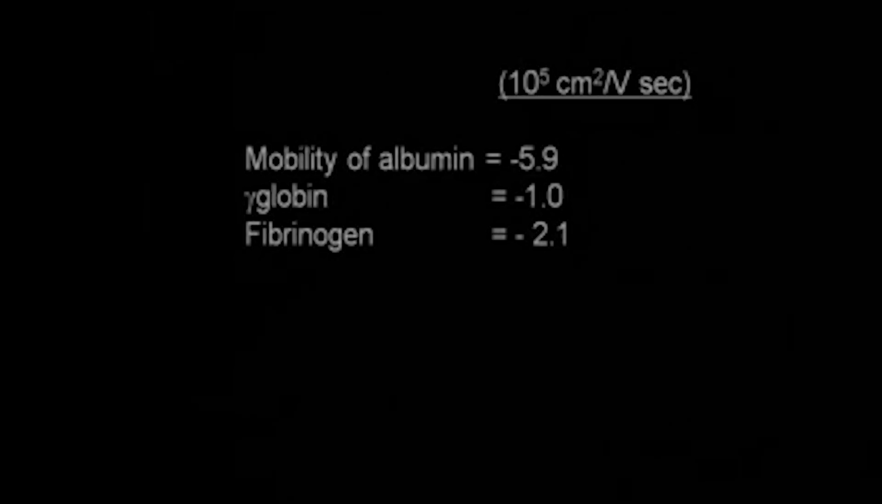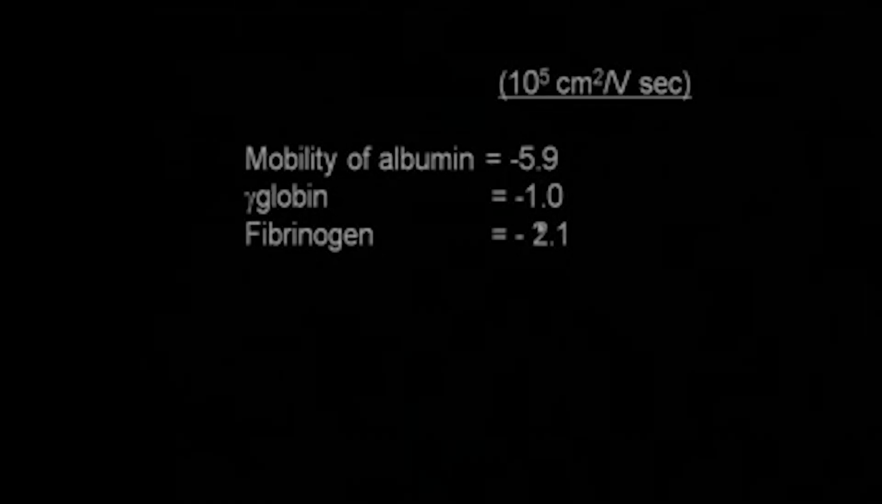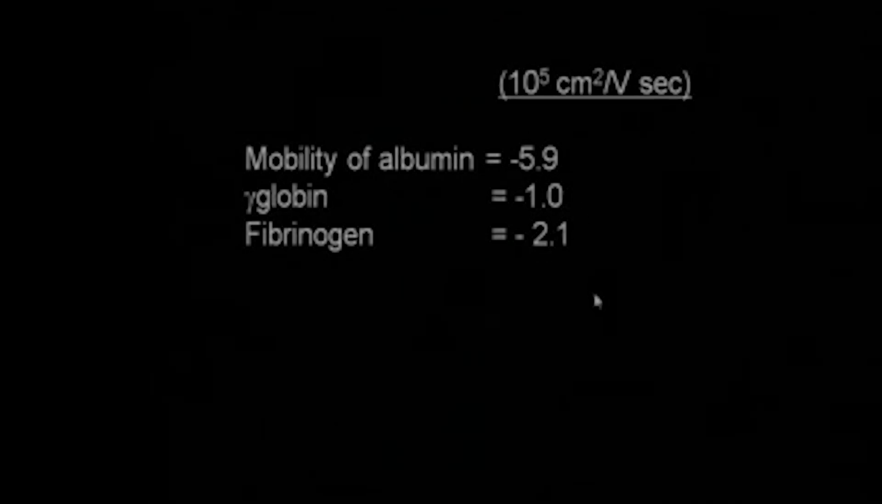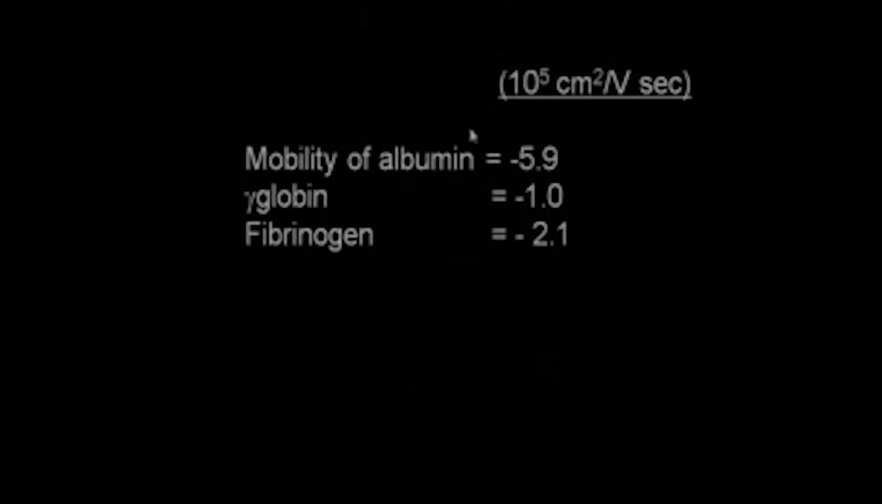So you look at mobility: you have for albumin 5.9, gamma globulin 1, that means it is almost 6 times slower. Fibrinogen is 2.1, that means albumin is 2 to 3 times faster than fibrinogen, and fibrinogen is about 2 times faster than globulin. So you see a large difference in the protein mobility.